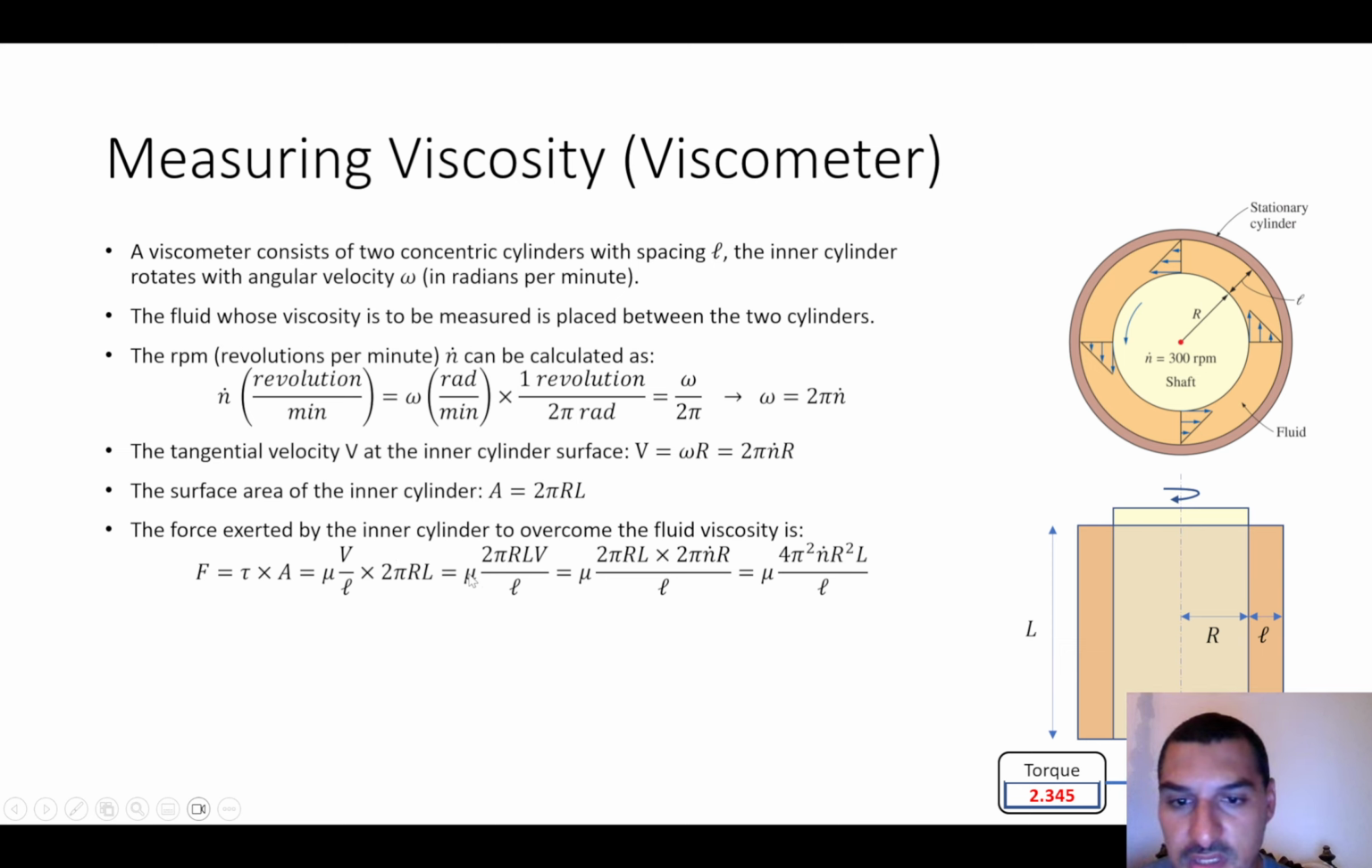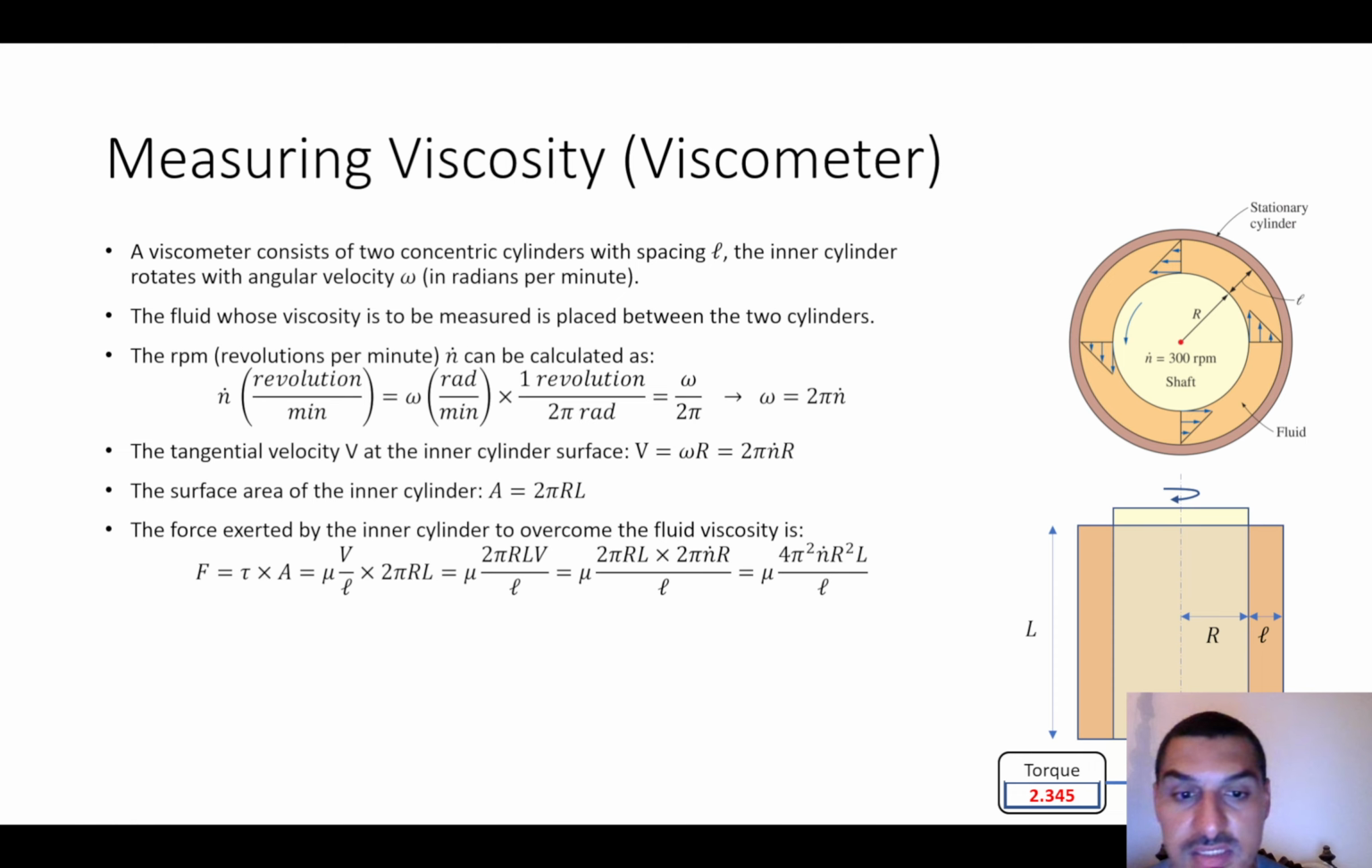I'm just rearranging the equation. It's mu times 2 pi rl times v over l. So I put everything together, and here the v is replaced by 2 pi nr. Now by simplifying the equation and combining the same terms, 2 times 2 is 4, pi times pi is pi squared, n r squared l over the small l.